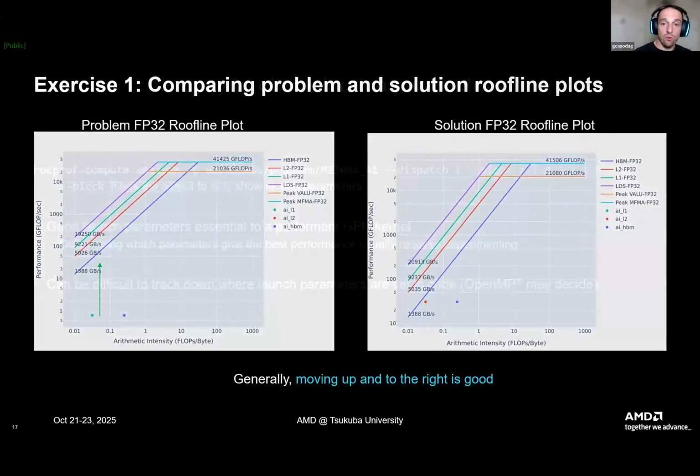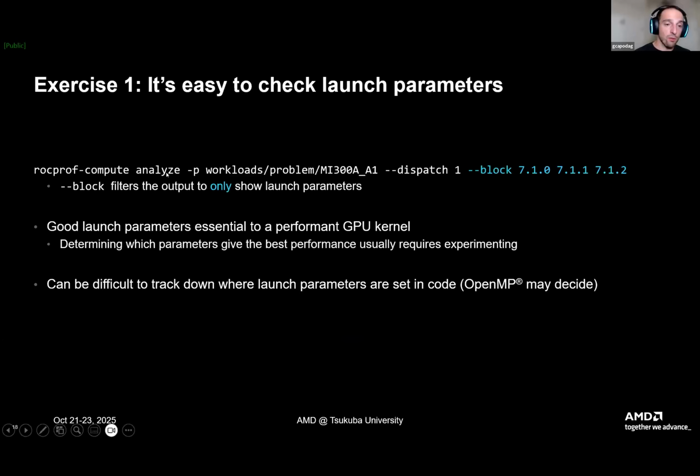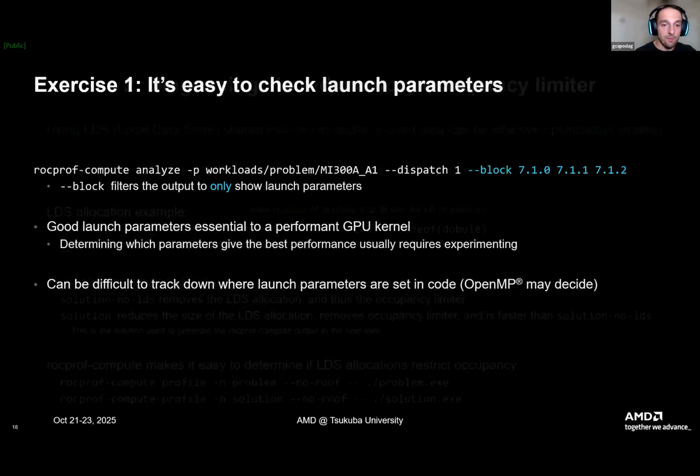So here, when you launch the Rocprof-compute analyze and filter the blocks, if you do 7.1.0, 1.1, and 1.2, you'll get those ones associated with the launch parameters.